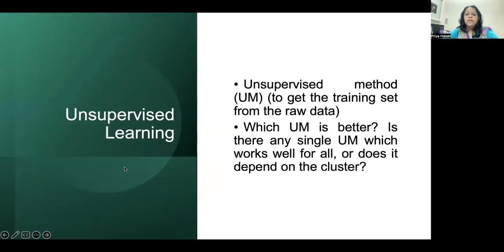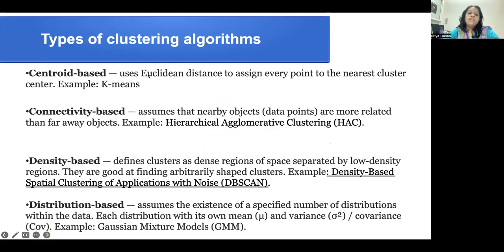learning methods? In unsupervised learning methods, the training set is from the raw data. You actually look for clusters or samples within the data to define the clusters. There are different clustering algorithms which could be used. You could use centroid based, which is k-means, connectivity based, density based, and distribution based. So we explored basically these two.